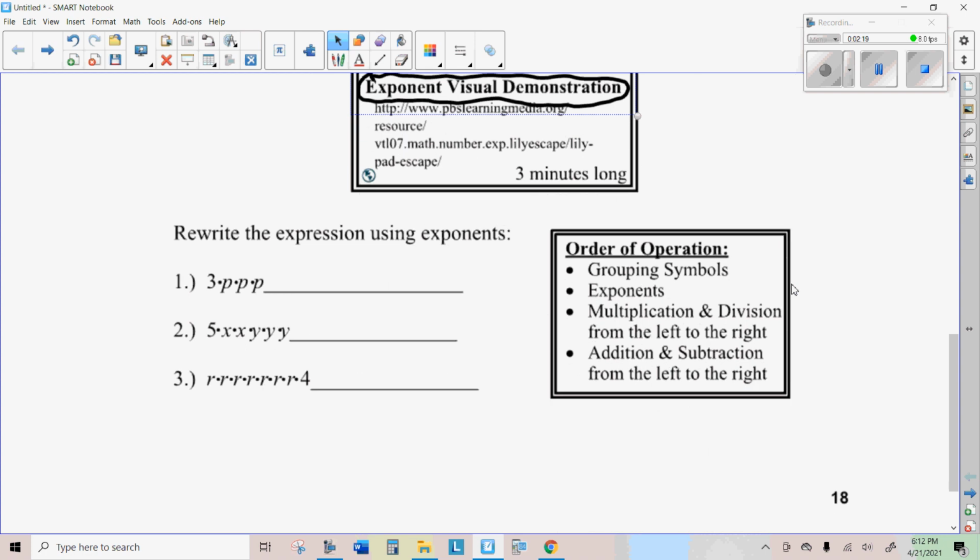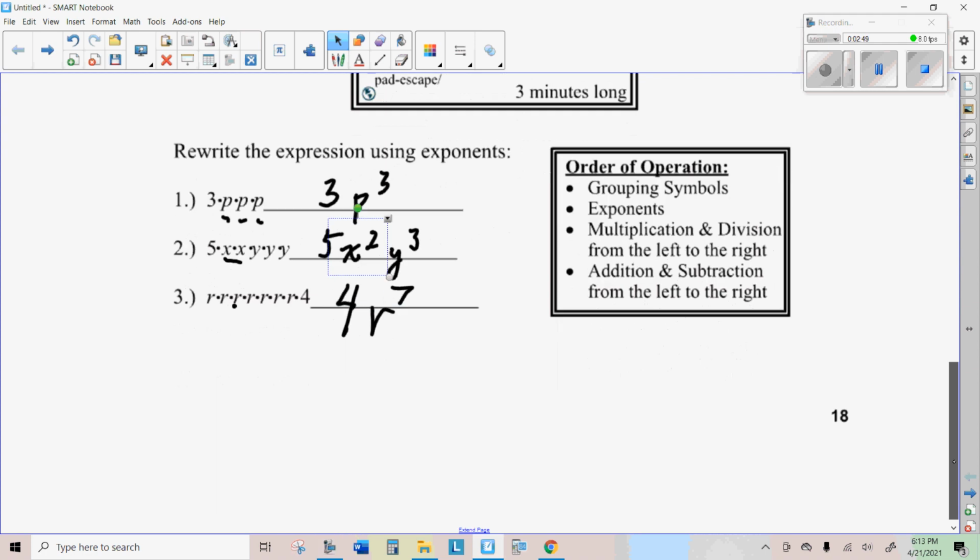All right, so you guys, here's how we're going to rewrite expressions using exponents. If you see p multiplied by itself 3 times, then you're going to write p to the third. If you see x multiplied by itself 2 times, for that you're going to write x to the second. And then for y, you're going to write y to the third. Go ahead and try the next one, see if you're catching on. All right, here's what I got for that.